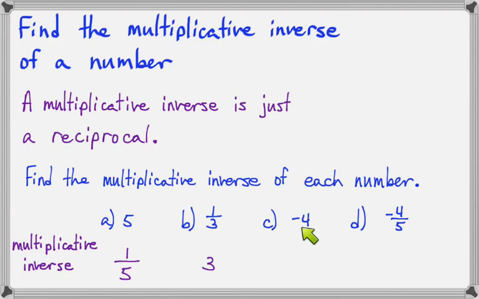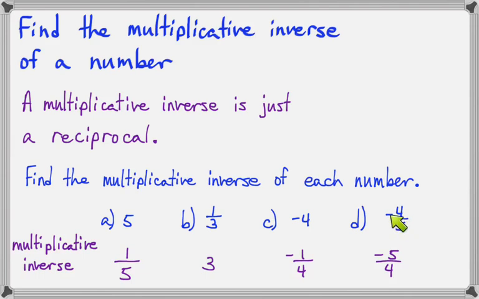For -4, if we flip that over, it's going to be -1/4. So just remember that if it's negative when you start, it's going to be negative when you finish. And of course, for -4/5, we flip that over, it'll be -5/4.